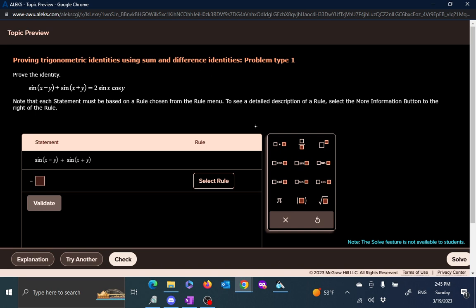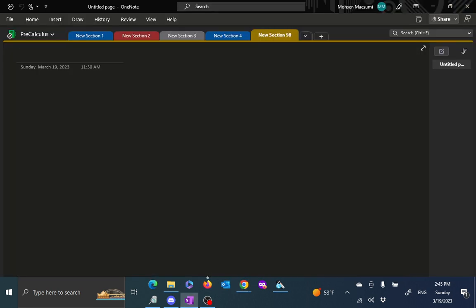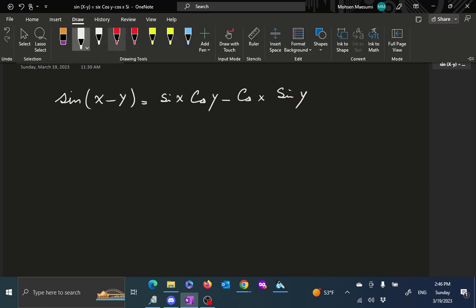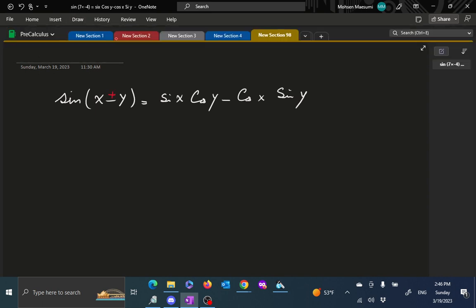So what do we need? We need our identities for sum and difference. Let me just remind you of these identities we had. Sine of x minus y was sine of x cosine of y minus cosine of x sine of y. And in case you had a sum, here you will have a sum as well.